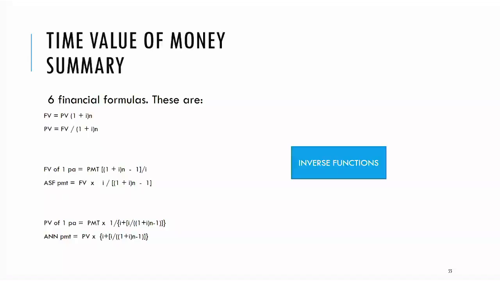All right. 6 financial formulas. These are present value, future value of $1 per annum, annual sinking fund, present value of $1 per annum, annuity payment. That's what we discussed so far. Those are inverse functions, forward and backwards. Similarly, you can convert these formulas easily to find the other one.